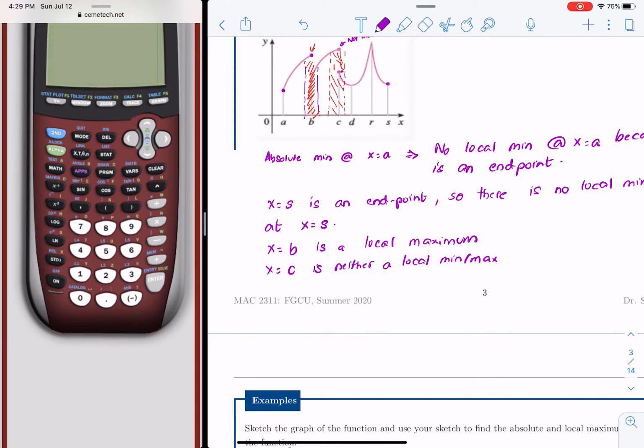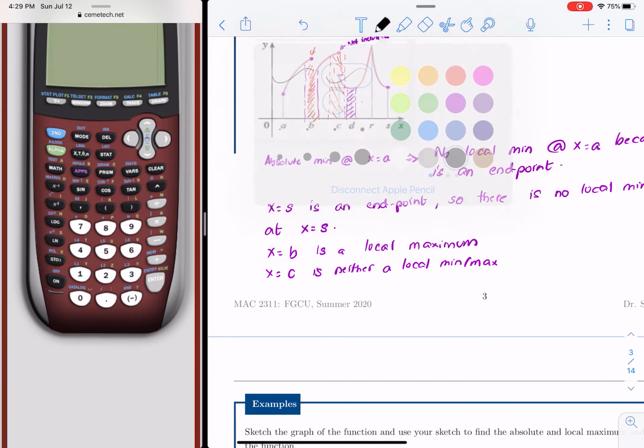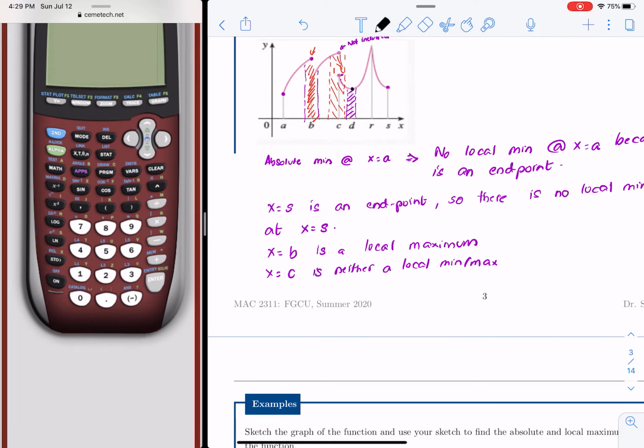If we look at x is equal to d, on either side, that is the lowest value on either side of x is equal to d. That point right there is the smallest value for y. So x is equal to d is a local minimum.